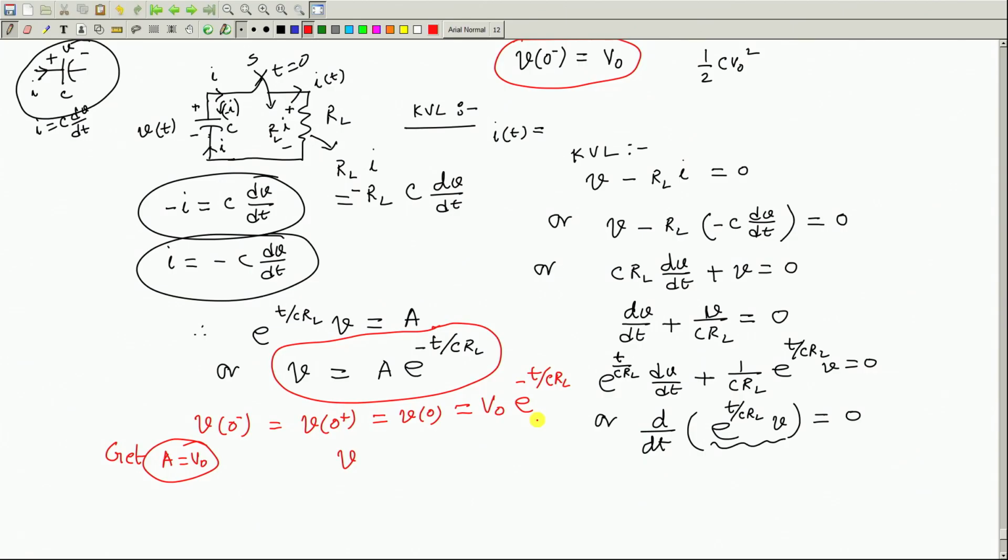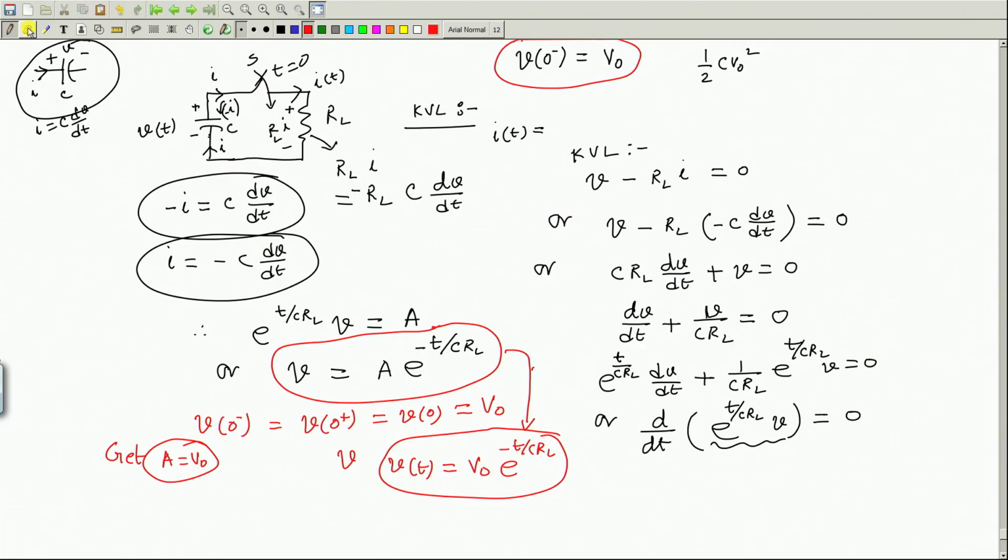I am sorry, I should not write it like that. So, A is equal to V 0, fine. So, from this you get, the solution then becomes V t is equal to V 0 into e to the power minus t by C R L.